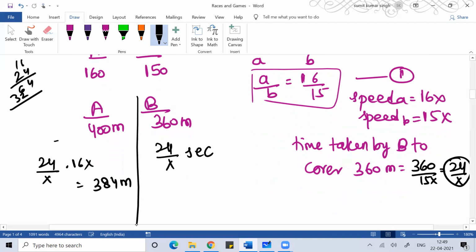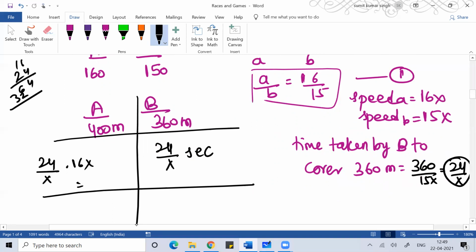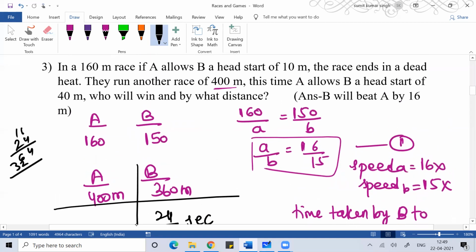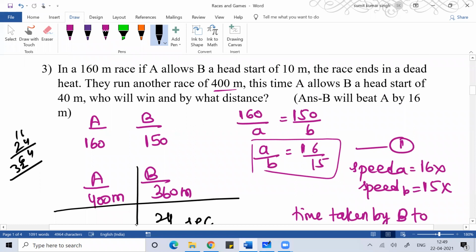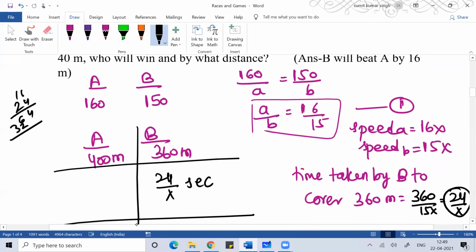But A has to cover how much? 400 meters. So how much time will B take to reach the finishing line? B took 24 by x seconds to reach the finishing line, because A has given a head start of 40 meters to B. So how much time would B take to reach the finishing line? That would be 24 by x seconds.